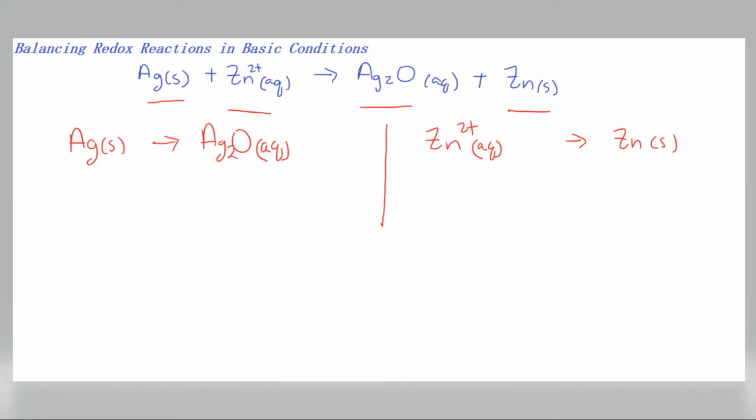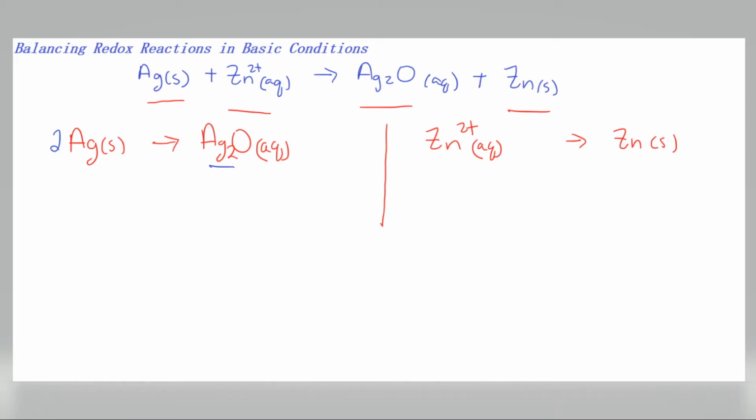You need to balance the atoms that are not oxygen or hydrogen, right? That is the first step. So I noticed that the silver on the right-hand side had 2, so we need to put a 2 out front, okay? That's the first step.